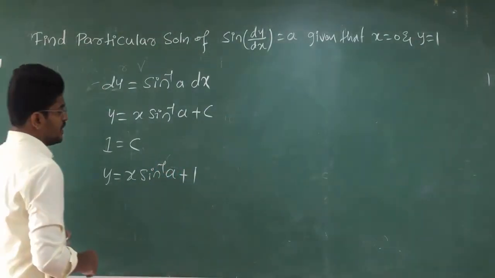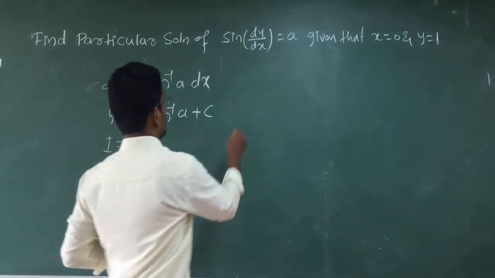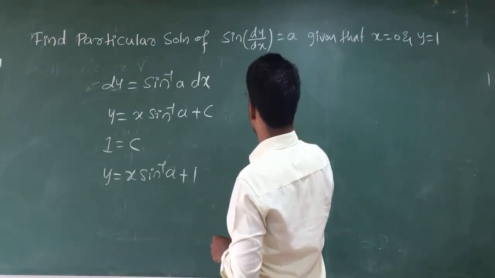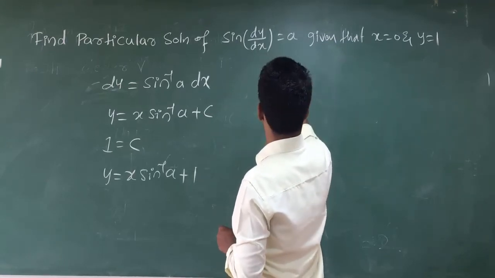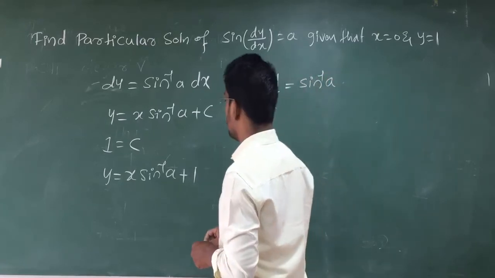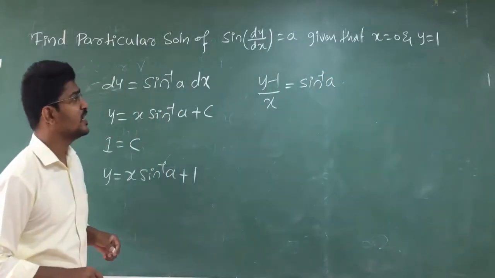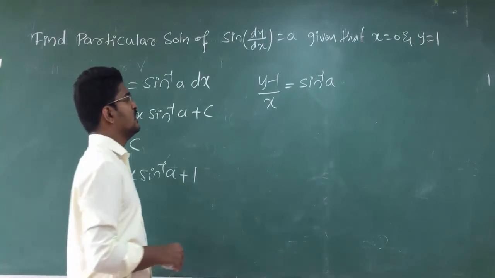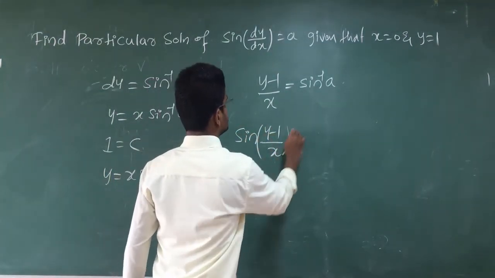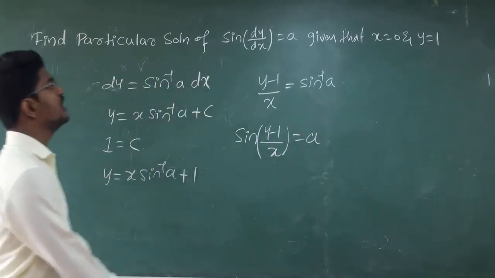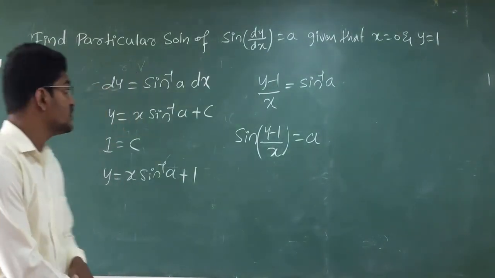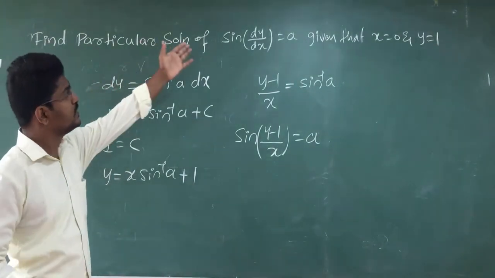Therefore, (y minus 1) divided by x equal to sin inverse of a, or you can write it as sin of (y minus 1) divided by x is equal to a. Clear? So this will be your particular solution. Clear, students?